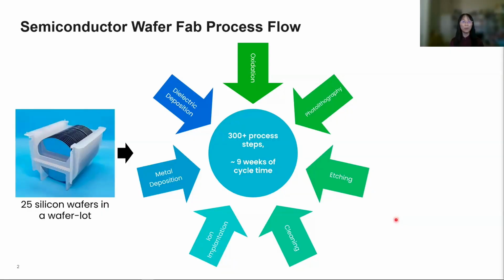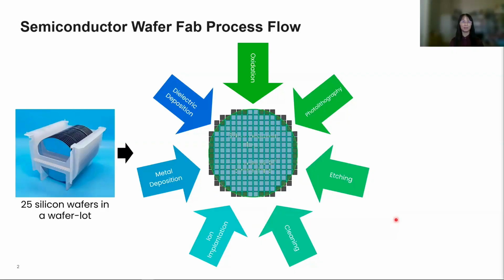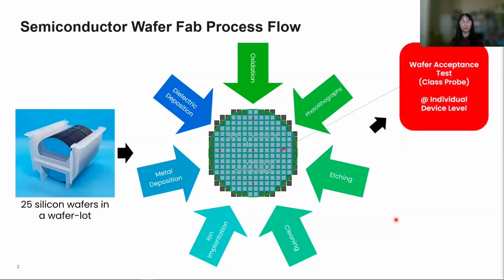It takes about 9 weeks of cycle time to finish the wafer. But before the wafer goes to the OSAT for the circuitry testing, you need to pass the wafer acceptance test, also known as class probe here. Those class probes will test individual devices to ensure the health of each of the wafers.